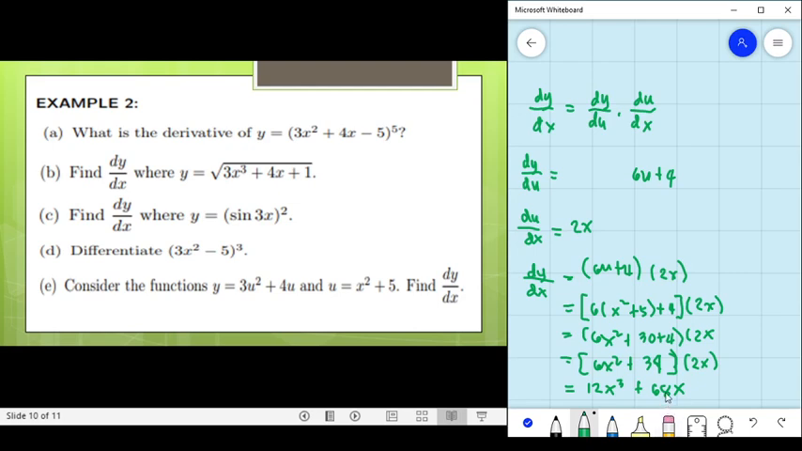Okay. That is the correct answer. So what we did first is the derivative of y with respect to u, we took the derivative, which is 6u plus 4. And the derivative of u with respect to x is 2x. Then the derivative of y with respect to x is the product of the two derivatives, and then replacing the u with the original given value and then simplifying, so we get the final answer.